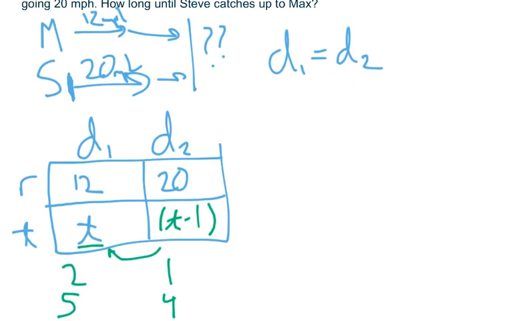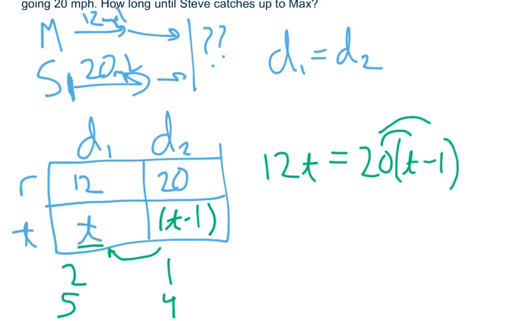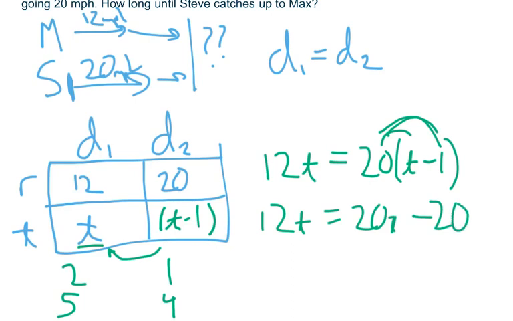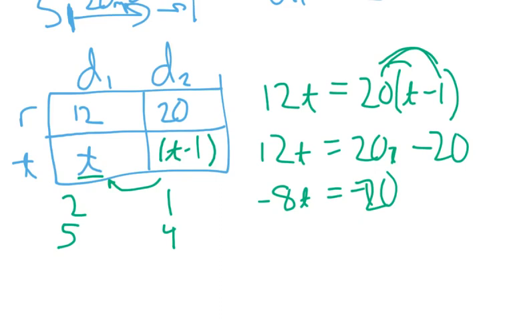Now I have the pieces to set up the equation and bring it all together. So I'll get 12t is equal to 20 times t minus 1. From here, I solve. So I distribute: 12t is equal to 20t minus 20. Be careful with the distribution here. I'll subtract 20t from both sides. So I'm looking at negative 8t is equal to negative 20. You divide by negative 8, and we get t equal to 2.5.